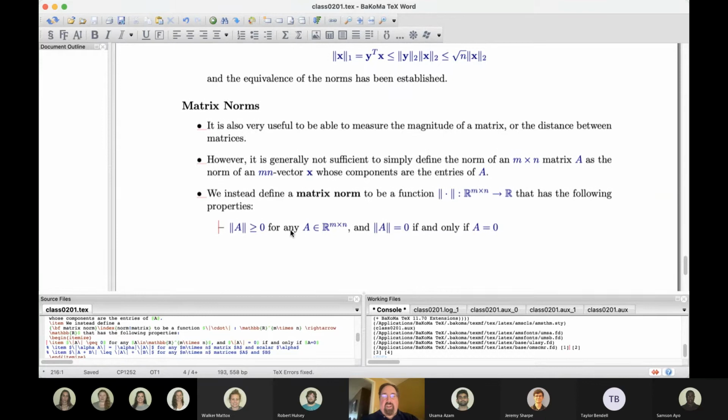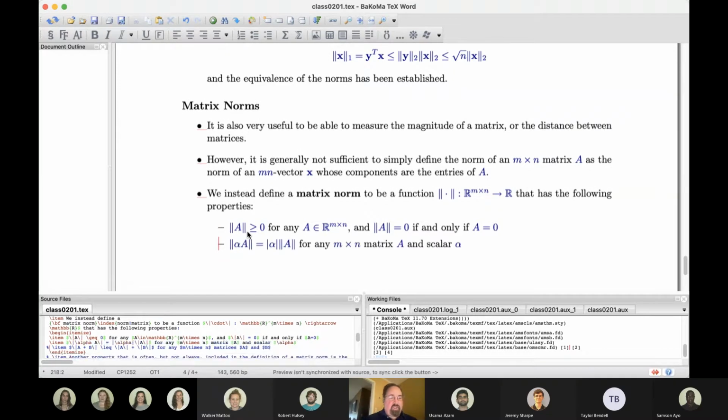Okay, these first three properties are exactly the same as for vector norms. It's 0 if and only if the matrix is 0, otherwise it's a positive real number. If we scale the matrix, it scales the norm by the absolute value. We have a triangle inequality.